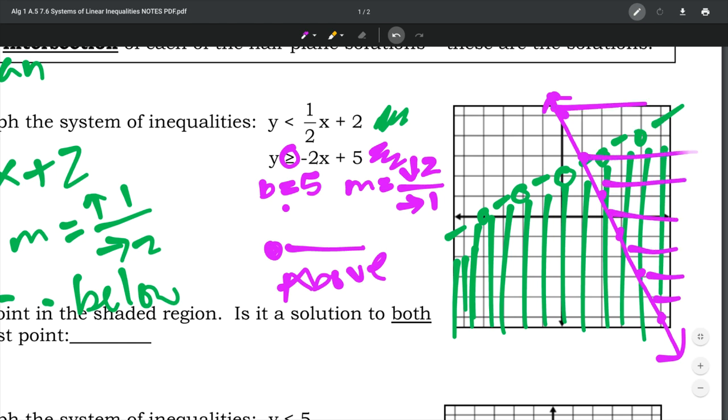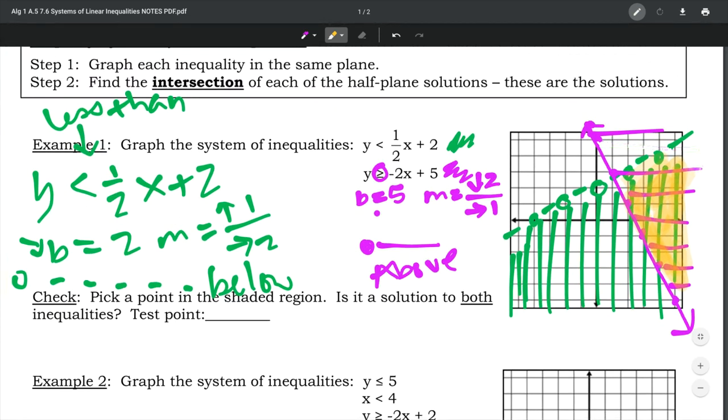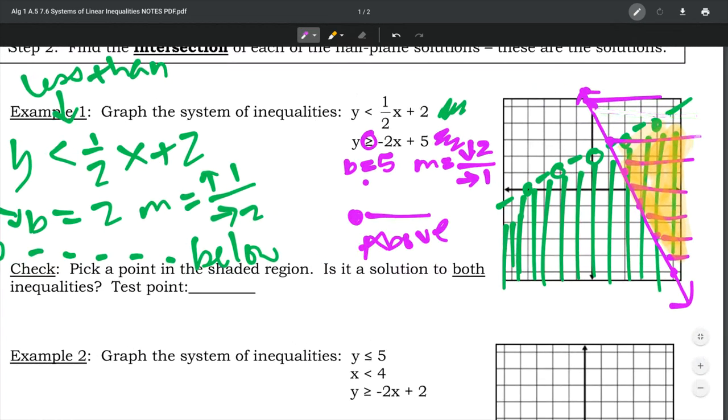And that way you kind of get a crosshatch-ish area right up in this area where they overlap. This overlap is where all of your solutions are going to be. So a point in the shaded region that is a solution is going to be anything here or here or here or here. So those were all solutions. So for example, we've got (3, 2). That would be a solution.